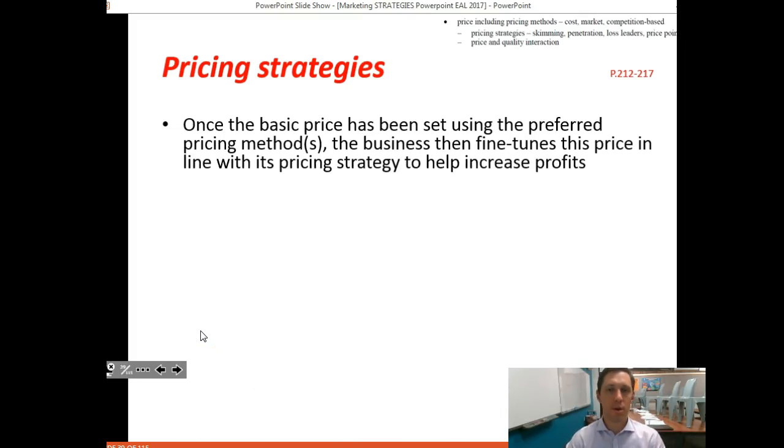Okay, the last video was looking at pricing methods, specifically cost-based, market-based and competition-based methods. Now we'll move on to pricing strategies. So specifically price skimming, loss leaders, penetration pricing and price points. So once the basic price has been set using the preferred method, so cost-based, market-based or competition-based, the business then fine-tunes this price in line with its strategy to help increase its profits.